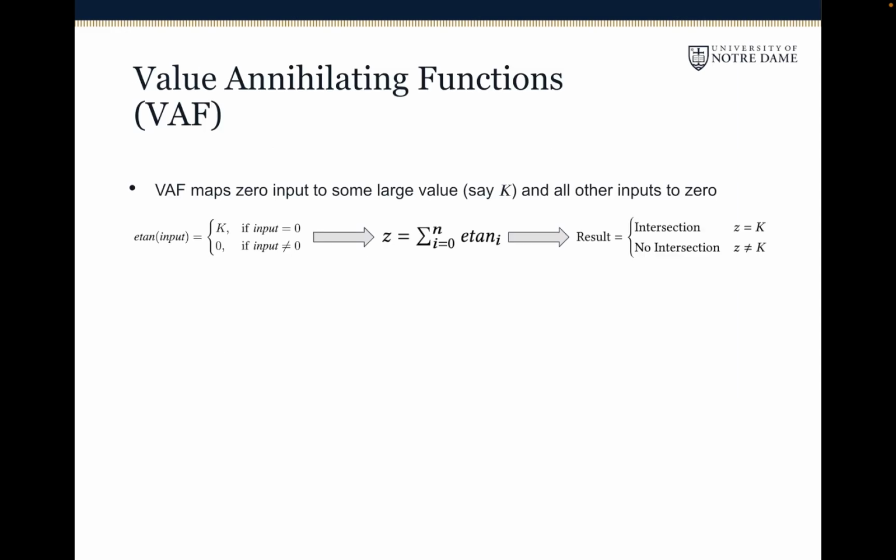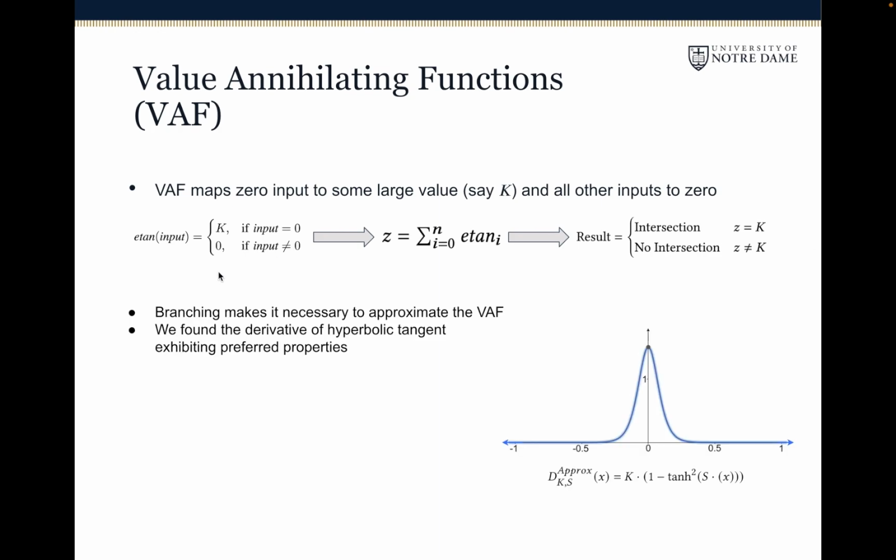So this takes us to value annihilating functions, which is basically a function which maps 0 input to some large value and all other inputs to 0. So in this example, etan is a VAF, and after computing etan, we are able to check the result for an intersection or non-intersection depending on the output, which is equal to k or not equal to k.